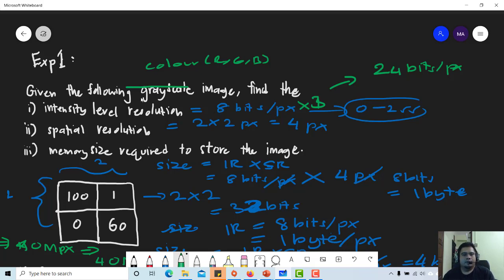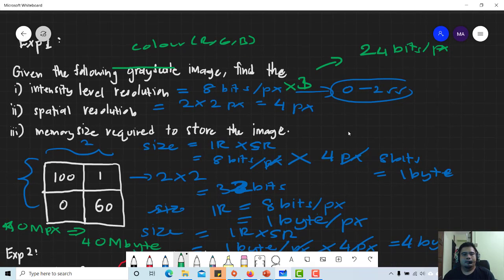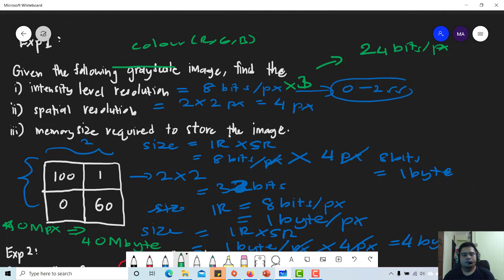And then for this case, the spatial resolution is similar, 2 times 2, you get 4 pixels. But for the memory size to store the image, because the intensity level resolution is now not 8-bit but 24-bit, this now becomes 24. Then 24 must be multiplied by 4. You can use your calculator, 24 times 4, and that is the answer.